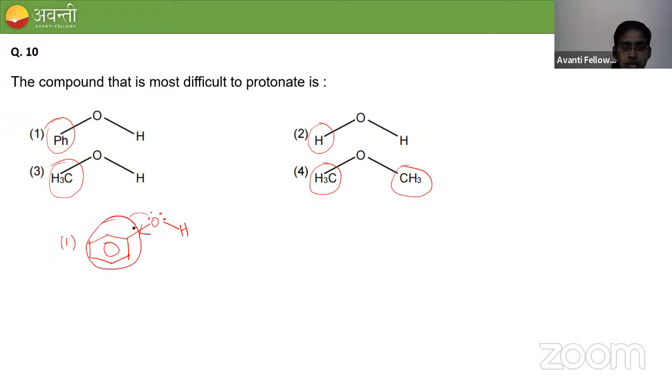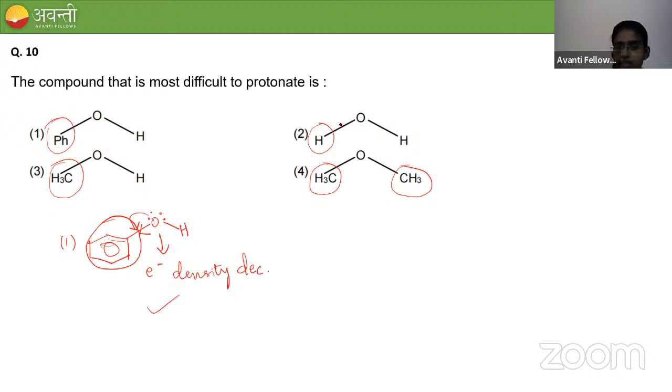It withdraws the electron pair of the oxygen shifts here, and the pi electrons which is located here, it will undergo resonance. So what happens because of this resonance? The electron density on this oxygen decreases. If the electron density decreases, then it will be more difficult to protonate, right? So this compound is more difficult to protonate.